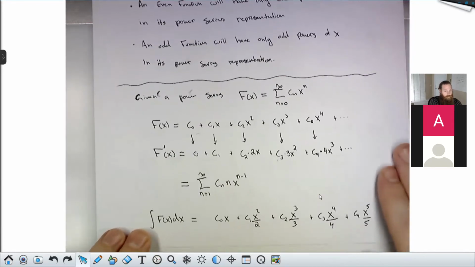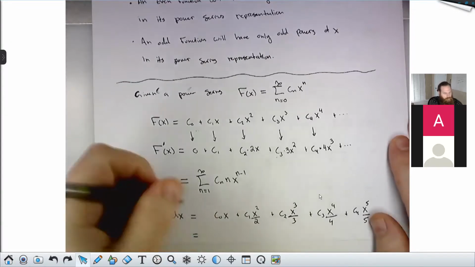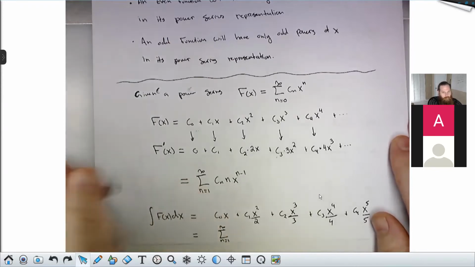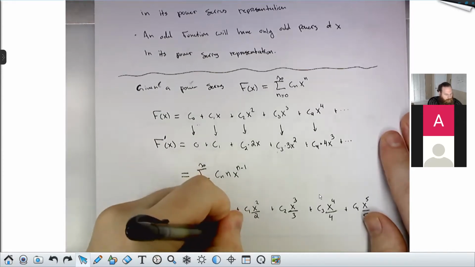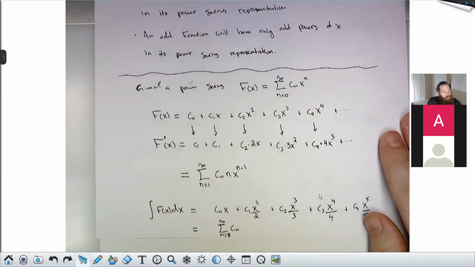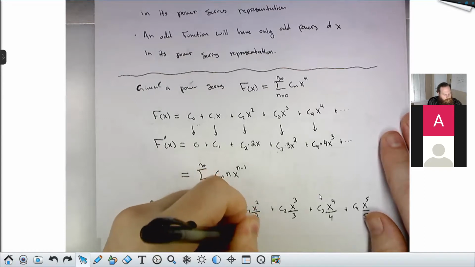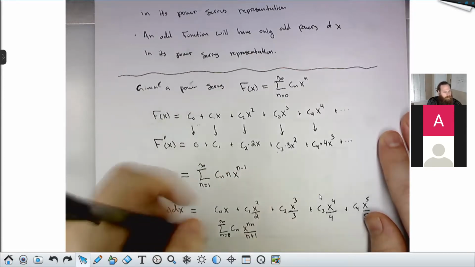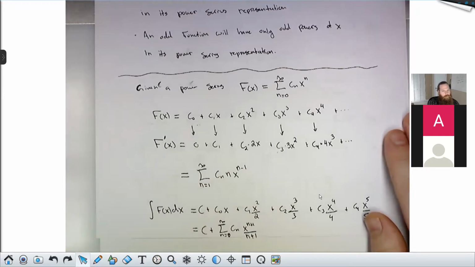So an antiderivative for a power series would look like sigma, Cn, from 0 to infinity. This time the index doesn't change, 0 to infinity. Cn times x to the n plus 1 over n plus 1. So again, you just integrate the x to the n term. The catch here is we need to put a big plus C out front because we're doing an indefinite integral.